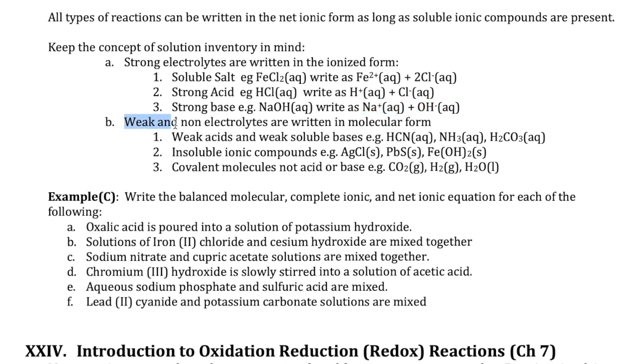The weak electrolytes and the non-electrolytes are written in molecular form, which just means that they don't get separated. Weak acids like HCN, you never write this as H plus and CN minus, you would just write it as HCN aqueous. If you have a weak soluble base, such as NH3, it would be written as NH3 aqueous. Compounds that are considered insoluble salts, you don't separate them. You write them together, just like we did earlier with the silver chloride. It's written as AgCl with a solid next to it, not Ag plus and Cl minus. Lastly, covalent molecules that are not acids or bases are also written in their molecular form.